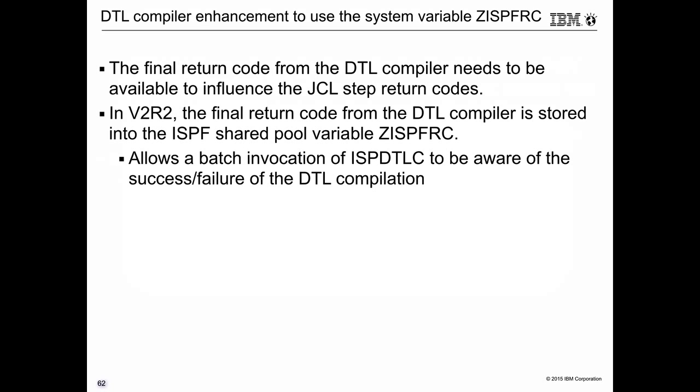Okay, an enhancement here for people that use the dialog tag language compiler. Today, if you use that, when the compile completes, the return code just tells you that the compile job ran. You know that step completed, but you don't know if the actual compile was successful or not. 2.2 has an enhancement that passes back the return code through a shared pool variable called ISPF-RC, that allows you to query that from your batch job to know if your compile was successful or not.